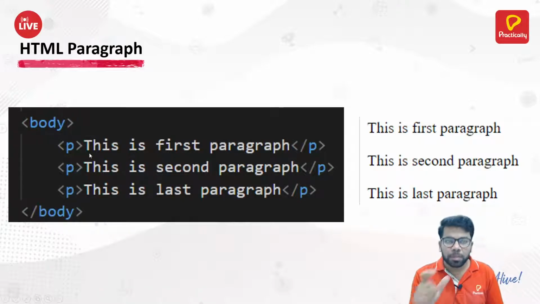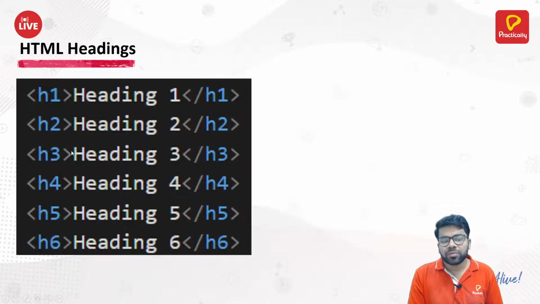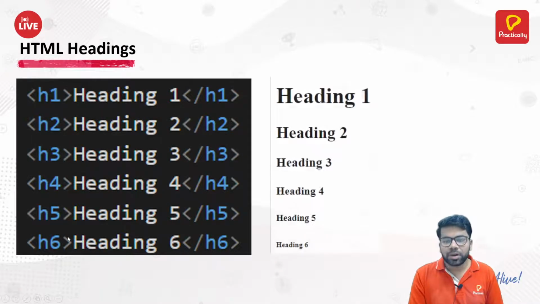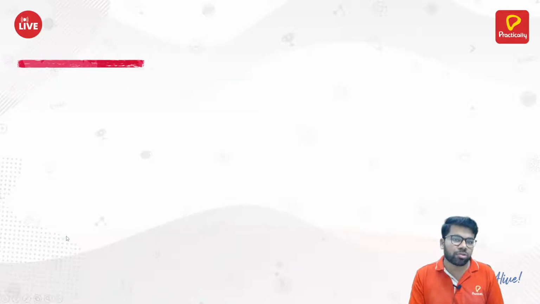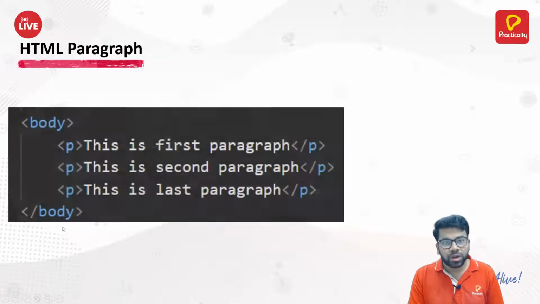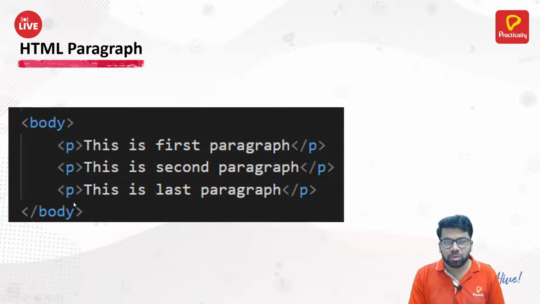So we write P, not H1. In the heading we write H1 to H6, but if we want to display so many paragraphs, we are not going to write P1, P2, P3. No, we just write P. If we want to display one more paragraph of information, then again we write P. That's it.